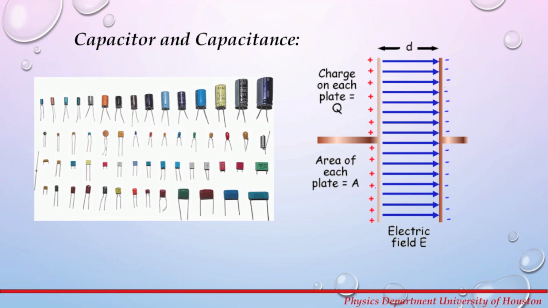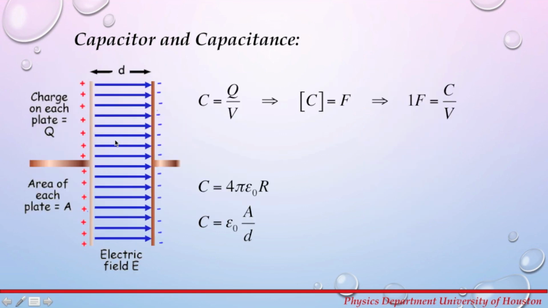A capacitor gets its name from the fact that it has the capacity to store both electric charge and energy. A capacitor is nothing more than two conductors, usually called plates, separated by a finite distance. When these plates are connected to the terminals of a battery, they become charged. One plate acquires a charge positive Q and the other plate an equal and opposite charge negative Q.